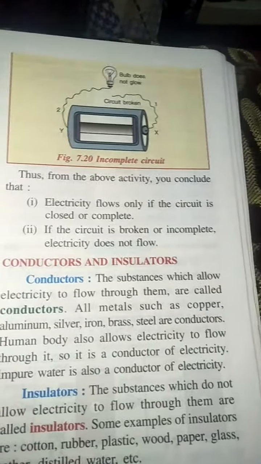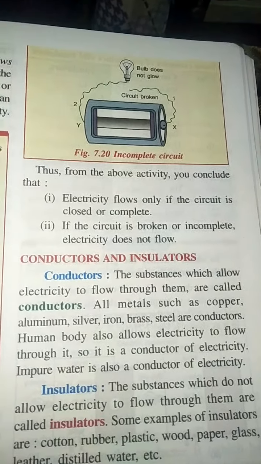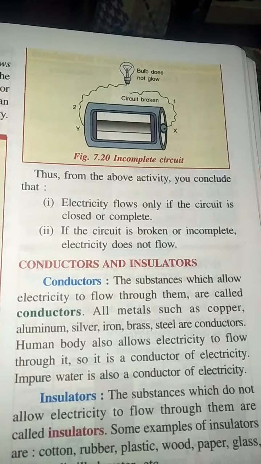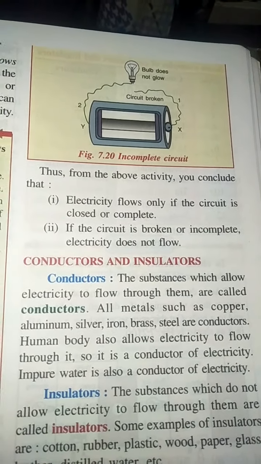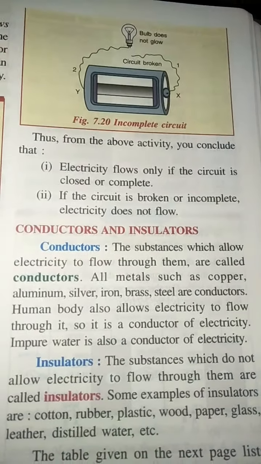Good morning, class. We are doing physics, chapter number 7, electricity and magnetism. Now we are on this topic, conductors and insulators.